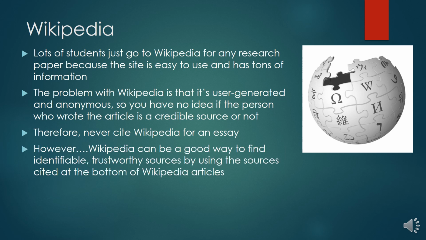However, Wikipedia can be a good tool to find identifiable and trustworthy sources. And the way you do this is by using the sources cited at the bottom of Wikipedia articles.